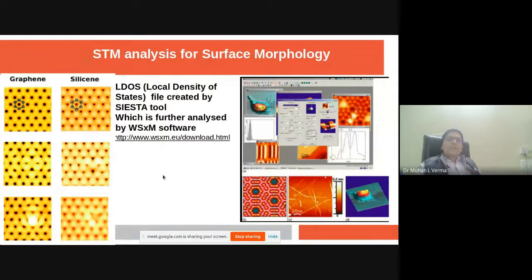Also, surface studies can be performed, such as HTM type analysis for graphene and silicon. This is not my work, I am just including it here to show the capability of DFT.